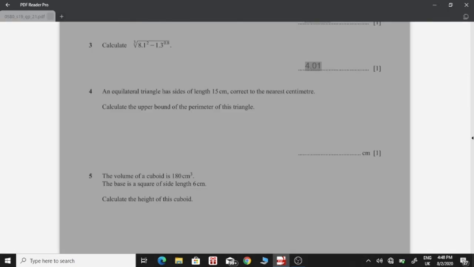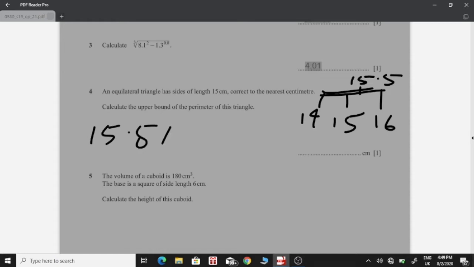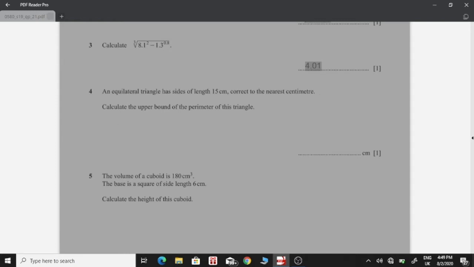Okay, so to calculate the upper bound of the perimeter, we need to add all of the sides, and all of the values need to be from the upper bound. So the upper bound in this case is going to be 15.5, since it is rounded to the nearest centimeter. So we multiply 15.5 by 3 since this is an equilateral triangle and all of the sides are equal. This gives us the answer as 46.5 centimeters.